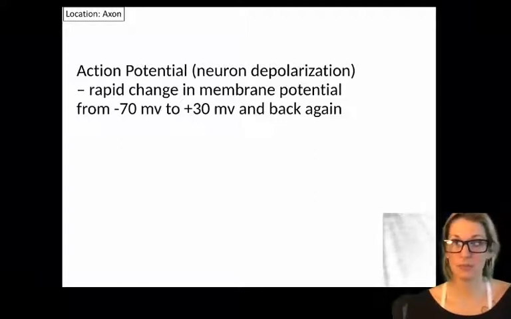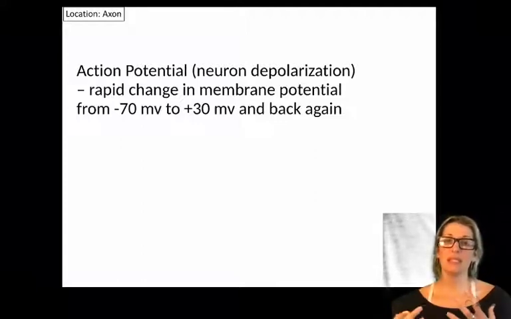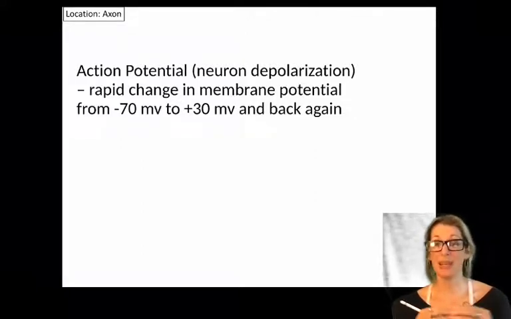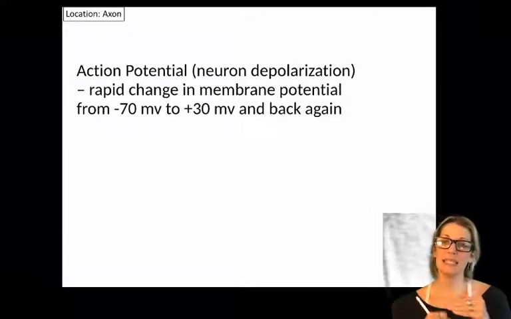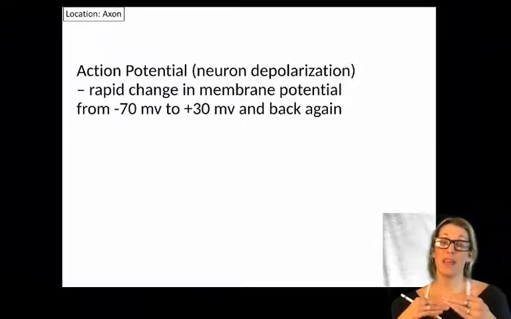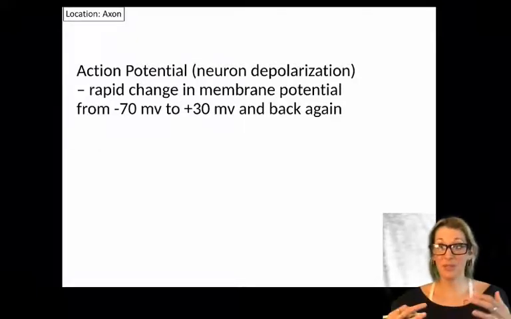So an action potential is when a neuron actually depolarizes. What that means is that you get a rapid change in our membrane potential. And remember, our resting membrane potential is about negative 70 millivolts. That means that the inside of that neuron is 70 millivolts more negative than the outside. So we go from negative 70 to positive 30, where the inside of the cell is 30 millivolts more positive than the outside of the cell. And then we go back again. That's what an action potential is.